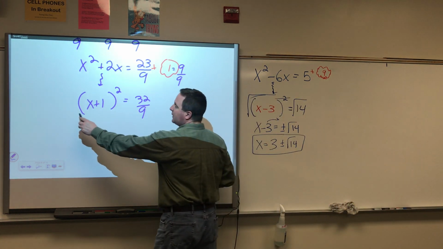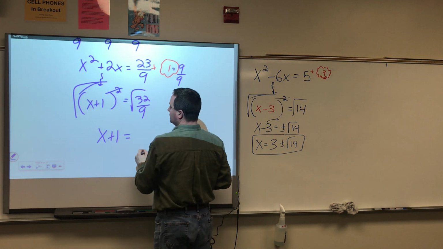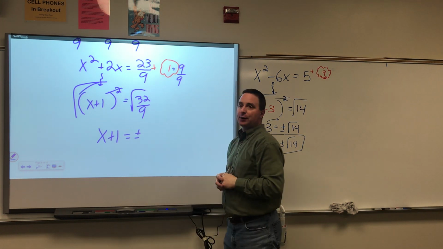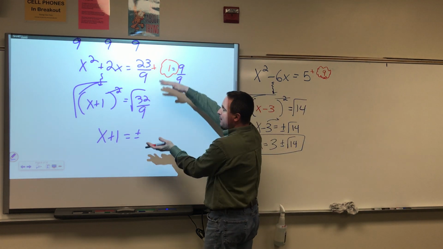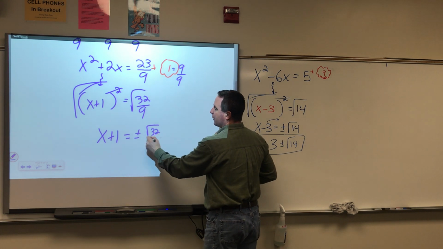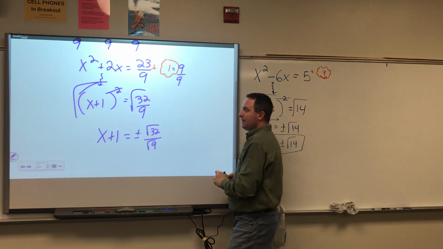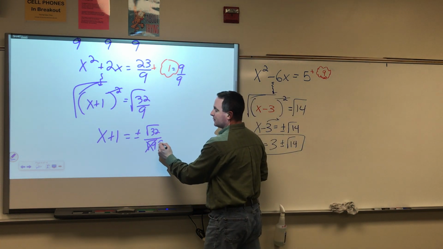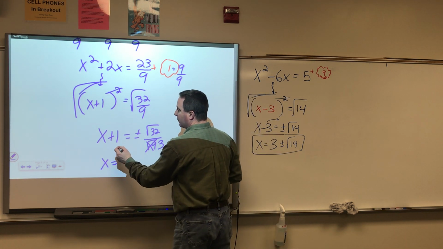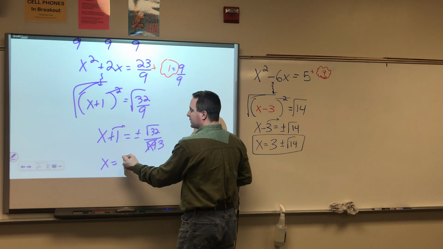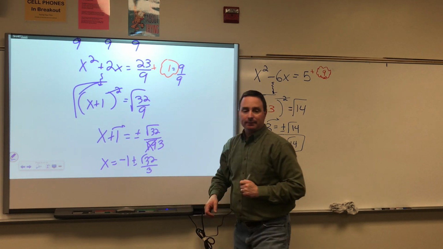Okay? Let's continue solving it here. If I do my square root, I get x plus 1, because they cancel out, equals plus or minus square root of 32/9. And a while back when we did square roots, the way I can do this is I can break them apart into two. I can break it apart into the square root of 32 over the square root of 9. I can separate them. Okay? Well, good news for us, the square root of 9 is 3. Okay? And if I go one more step here to move my 1 over, it's going to be negative 1 plus or minus the square root of 32 over 3.